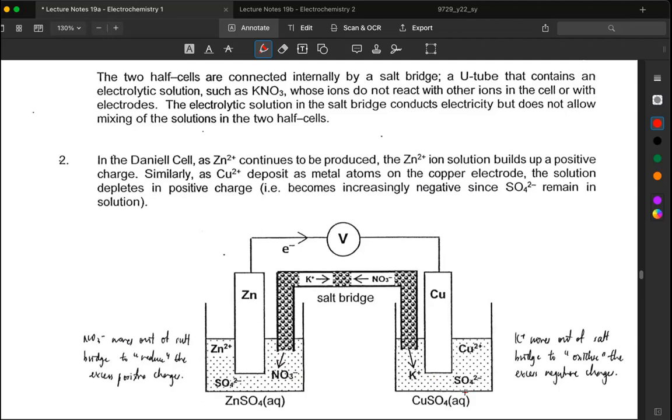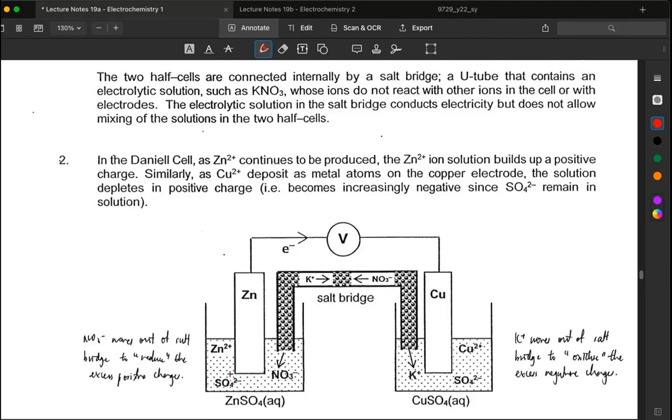It doesn't allow them to mix. You may ask this question, how come you just don't mix them together? It's complicated, the salt bridge, because you need the salt bridge to separate the ions from each other. You don't want them to mix with each other, okay? But you still want to ensure that there is flow of electricity to complete the series circuit, correct?